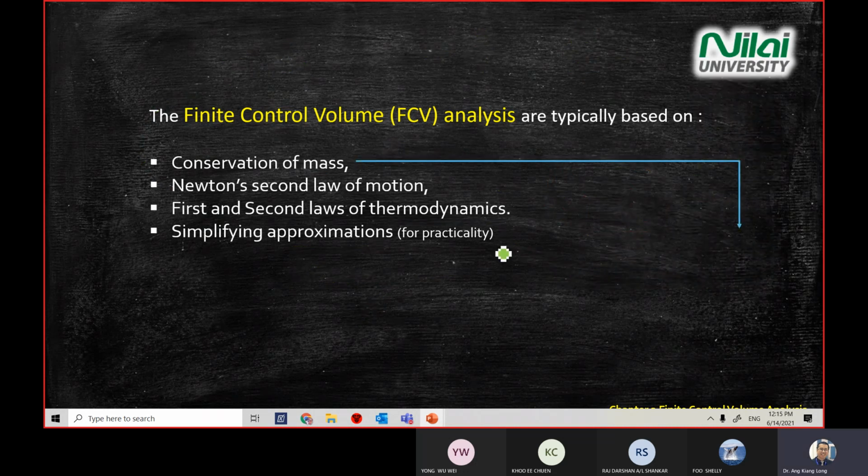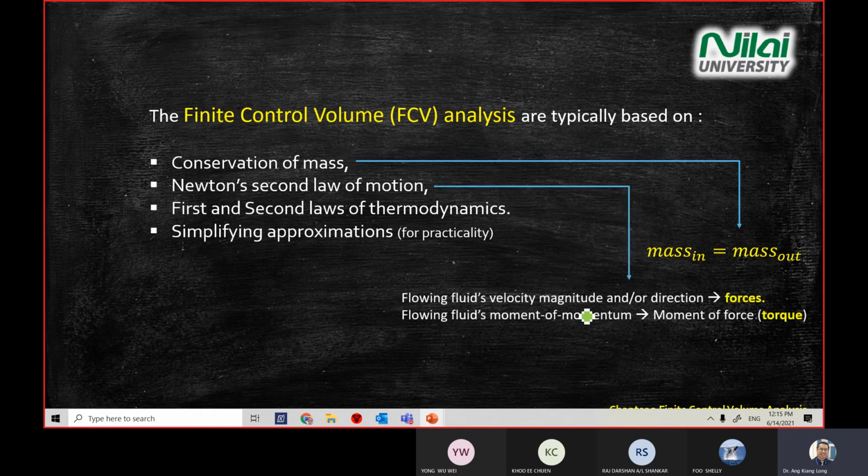Let's see. On my slides, I give you some points to memorize. So conservation of mass, in equal to out, right? Or the change of mass equal to 0. Second one, F equal to ma. All right. Dealing with second Newton law, we will use it to derive the force, the moment, and the torque.